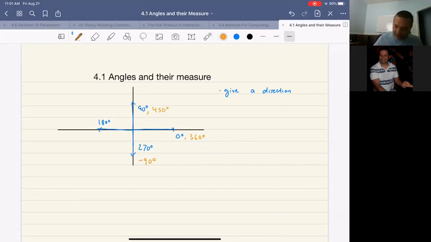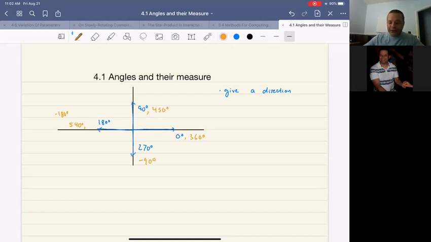180 is what? 450 plus another 90, 540 degrees. And you could just keep going forever like that, right? You could even go the negative direction. So this is also negative 180 degrees and so on. There's not really that much to it.